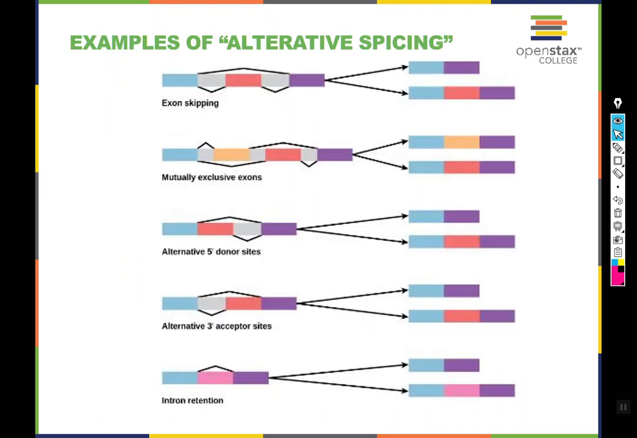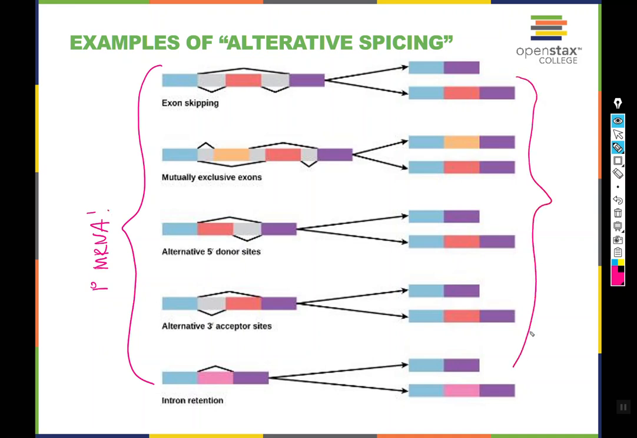Okay, so we have alternative splicing. This is just a demonstration to show you how many different possible gene products you can make from the same mRNA. So these are all primary mRNAs over here. And these are the possible gene products.